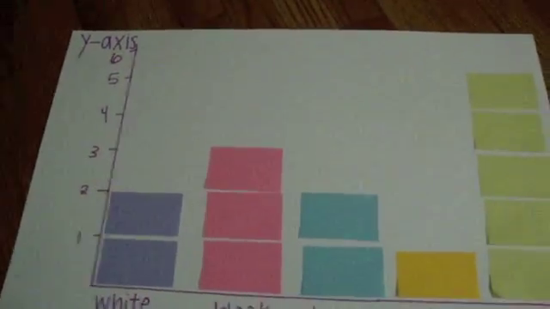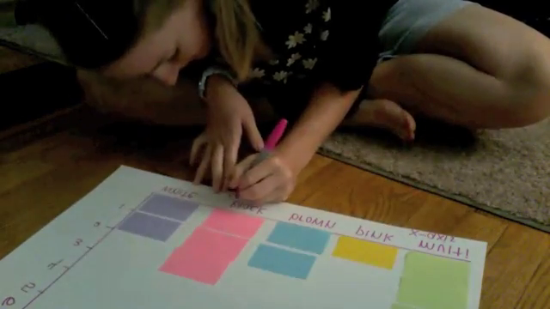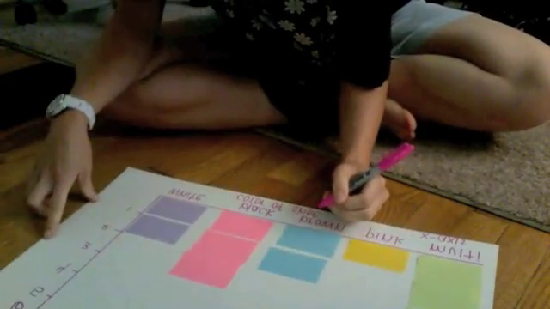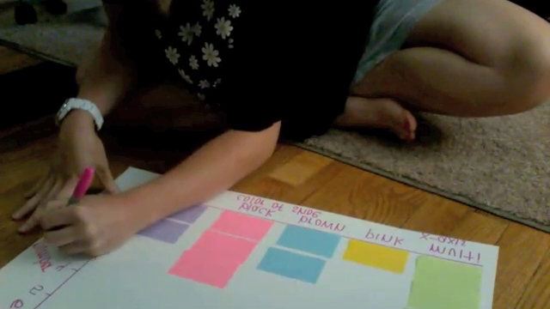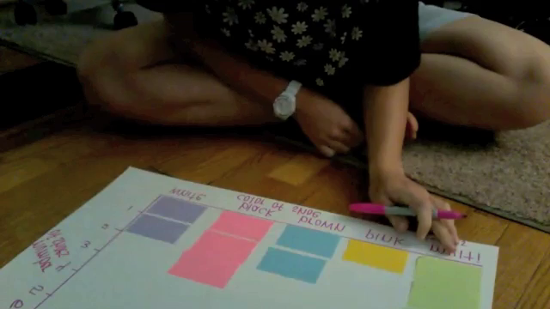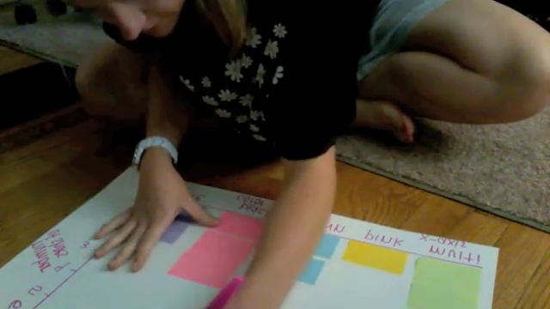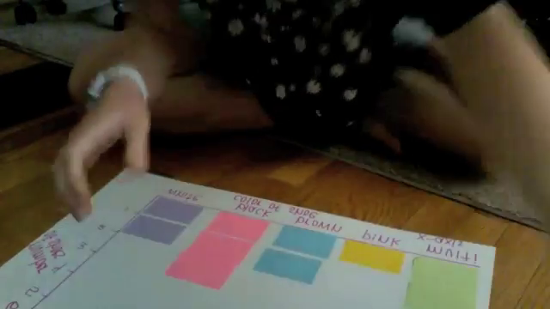Wait, but I think it might be missing something. You can't forget to label your X-axis or your Y-axis. And don't forget a title. So I'm going to label my X-axis color of shoe. And I'm going to label my Y-axis number of shoes. And I think that my title should be Shoes in My Closet. Great, now I'm all done.